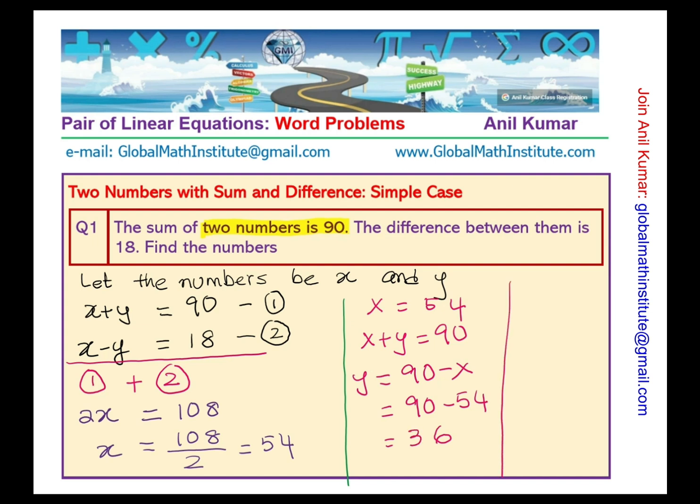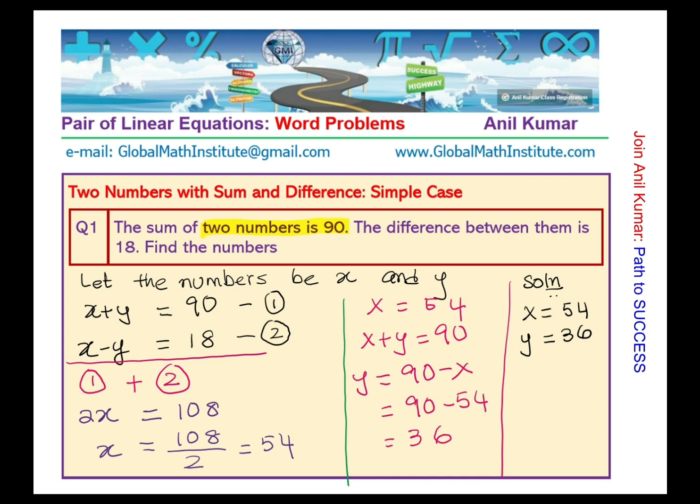So we get our solution. So we can write down the solution, which is x equals to 54 and y equals to 36. You can also check that their difference will be 18. So I hope the steps are absolutely clear.